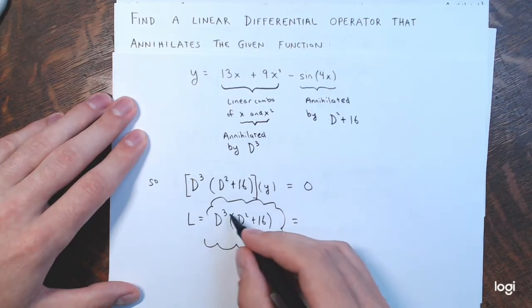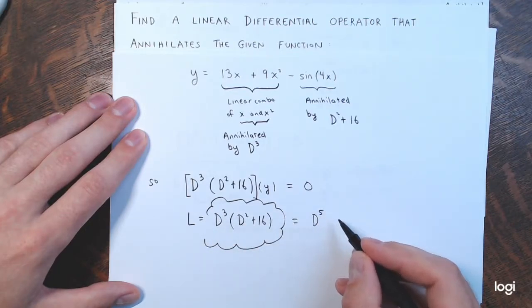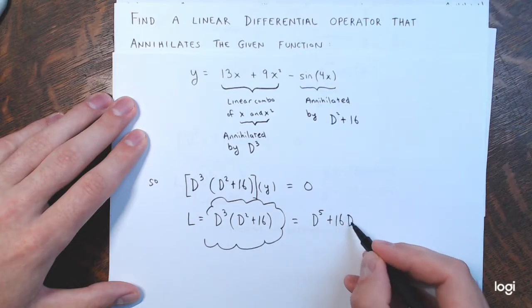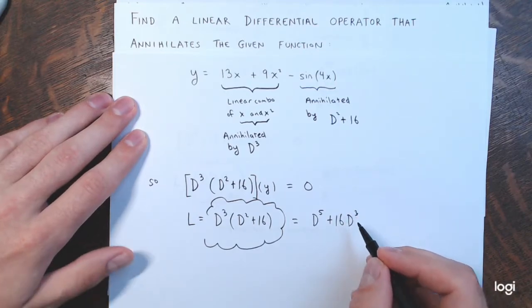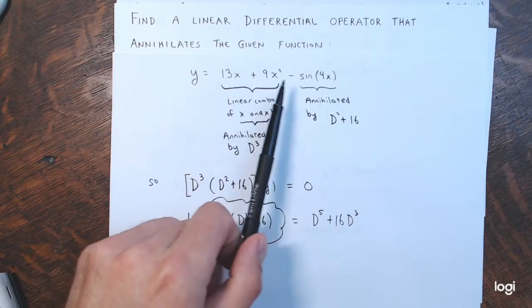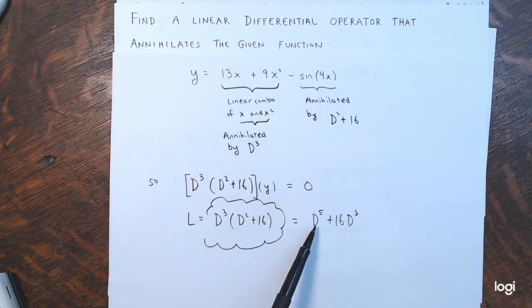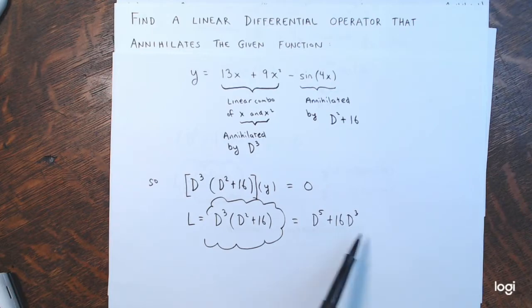Or if you put the D cubed inside, it's D to the fifth plus 16 D cubed, and if you wanted to verify that this indeed annihilates this function, go up to the fifth derivative, plug it in, plus 16 times the third derivative, and you should get 0. And this time I'll leave it to you if you want to verify that. All right, I've got a couple more.